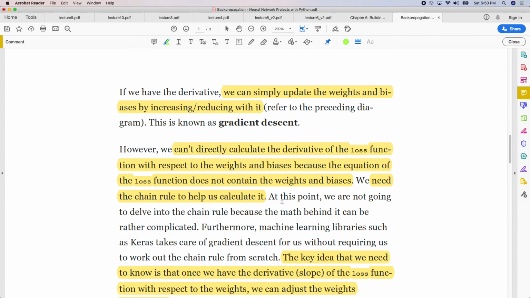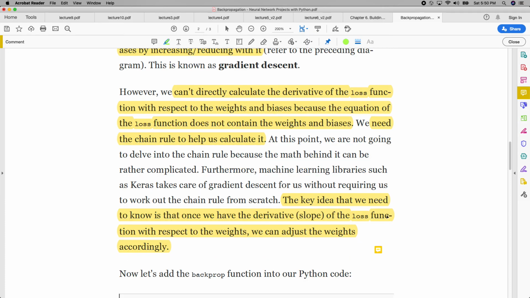So we're going to have what we call intermediate variables between our input and the output. So we need to use the chain rule to help us calculate this. Once we know the slope of the loss function, which is also the error, we can adjust the weights accordingly. That's essentially what backpropagation is.